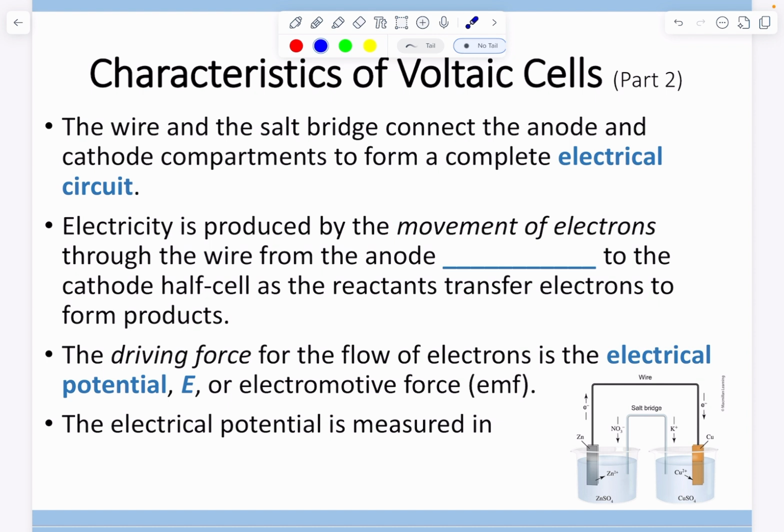Electricity is produced by the movement of electrons through the wire from the anode half cell, we'll call this a half cell, as in this area, to the cathode half cell as the reactants transfer electrons to form products. The driving force for the flow of electrons is the electrical potential or electromotive force, EMF. The electromotive force is measured in volts.